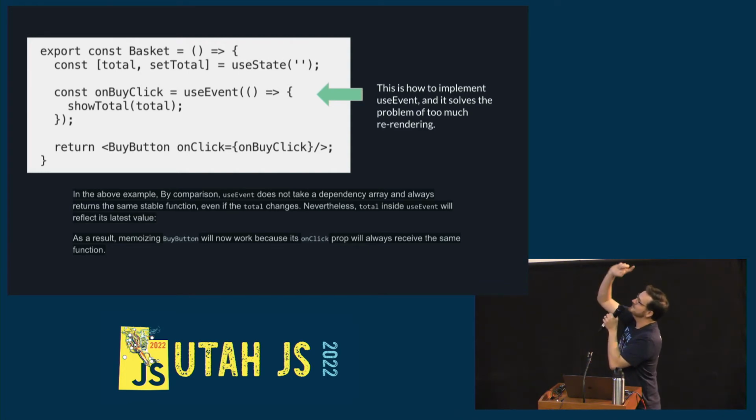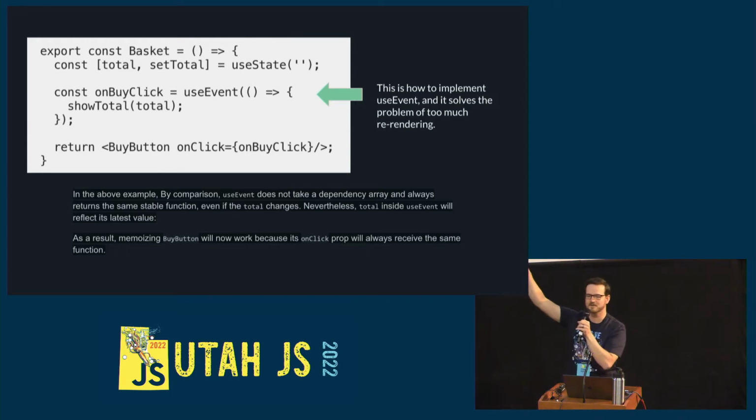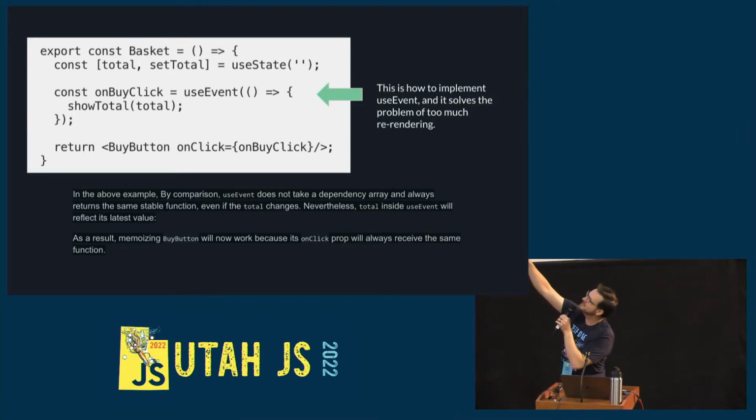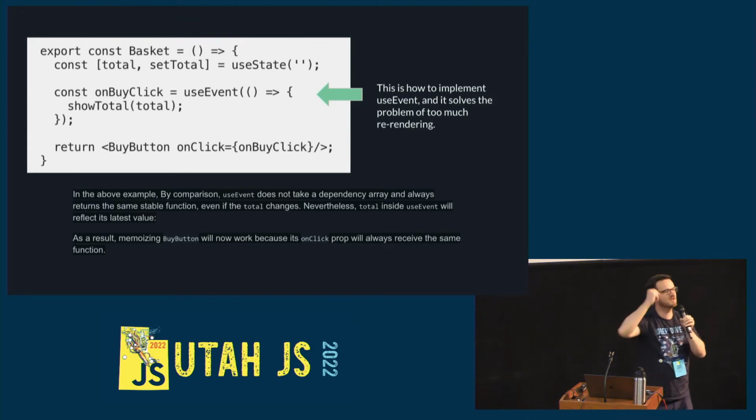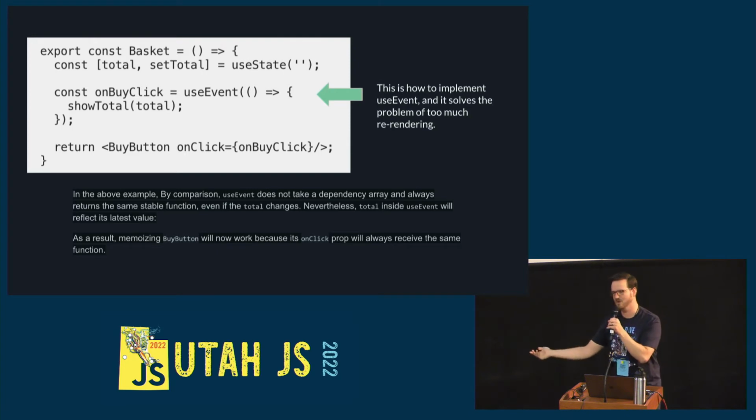But with useEvent, you pass in your function that you want to save its reference for, and the total will update in real time. Even though this function is being passed in and it's updating that total, the reference will stay the same. Thus, the onBuyClick, that function that the buy button is receiving, will look like the same function to it. It'll look like the same reference. It won't force a re-render. Thus, useMemo will actually give you the performance benefit you want.